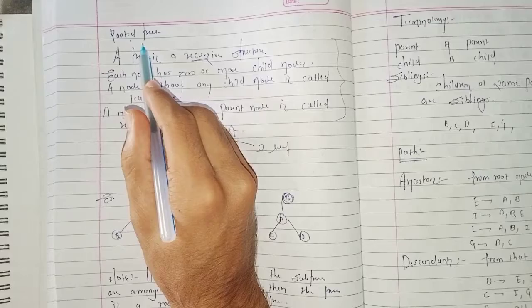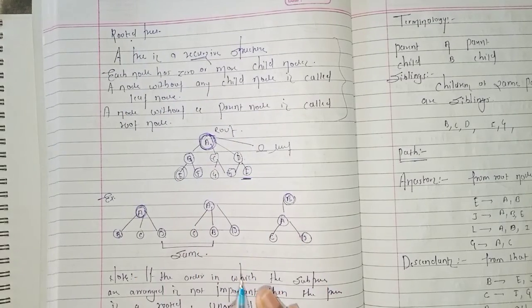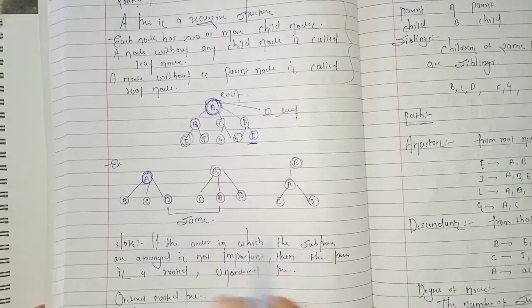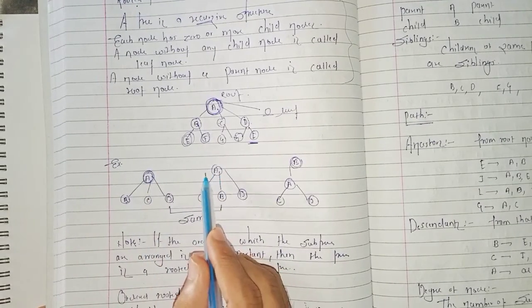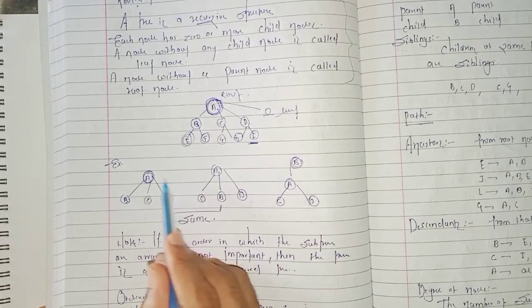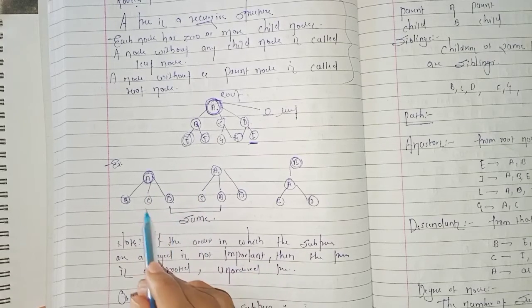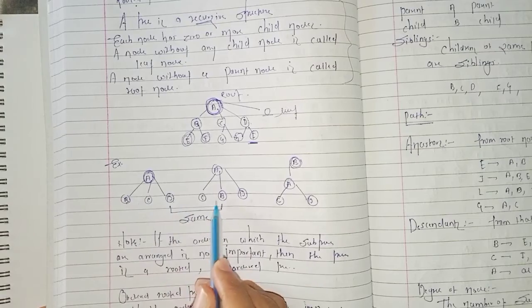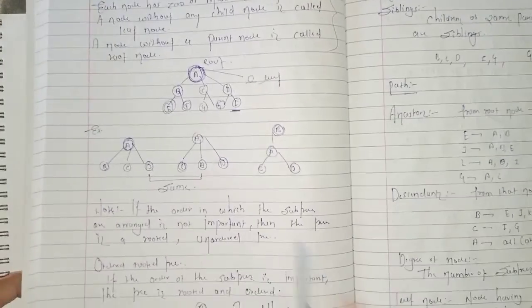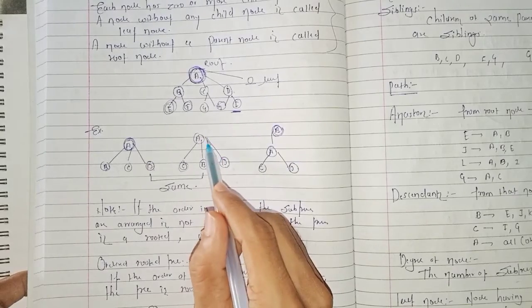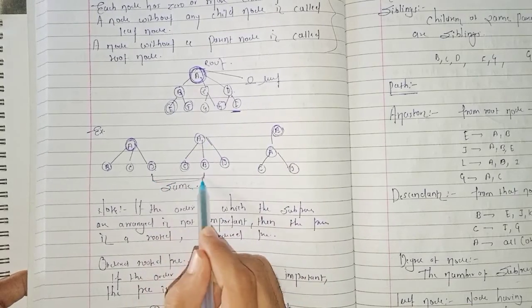The rooted tree is further divided into two: one is ordered and one is unordered. Let us suppose we take the order into consideration, then those trees will be different, as you can see here that the order is not the same. But if we consider them as unordered rooted trees, then only these two will be the same.